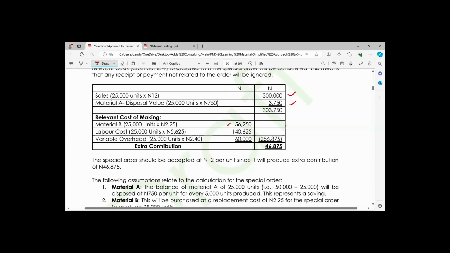So you are paying labor for 5 naira 625 kobo. So it's an additional cost. The variable overhead of the 25,000 units at 2 naira 40 kobo. We've already done variable overhead per unit to be 2 naira 40 kobo. So we got 60,000. At the end of the day, the extra contribution that the company will earn from this special order, or extra profit, is 46,875 naira. Then, inasmuch as the special order will generate additional profit or contribution to the organization, the special order should be accepted at 12 naira, since it will produce extra contribution of that amount.